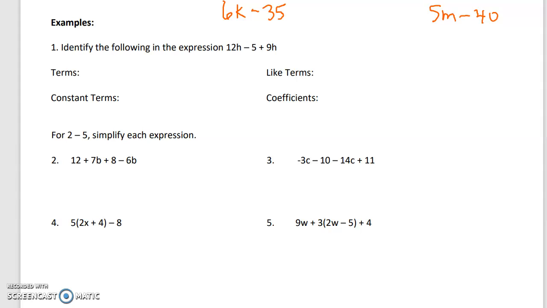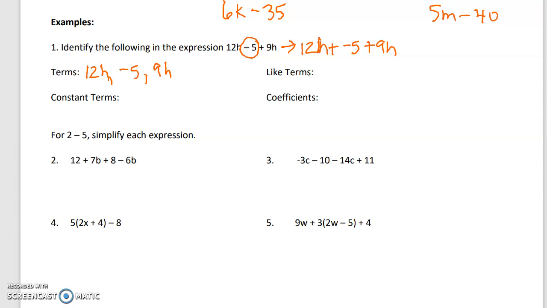All right, well, I'm going to assume that you did your example problems, and now I'm going to explain them. In this expression, 12h minus 5 plus 9h, we want to identify the terms, like terms, constants, and coefficients. Remembering that terms are separated by addition signs, I am going to go ahead and write everything as addition. So my terms are 12h, negative 5. It's very important, this is a negative term.